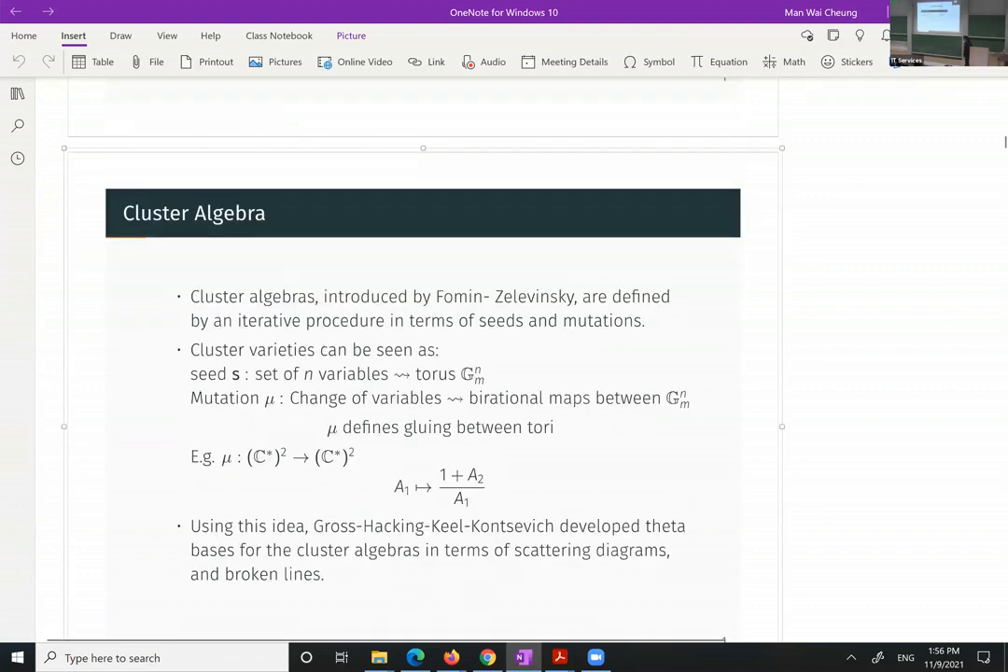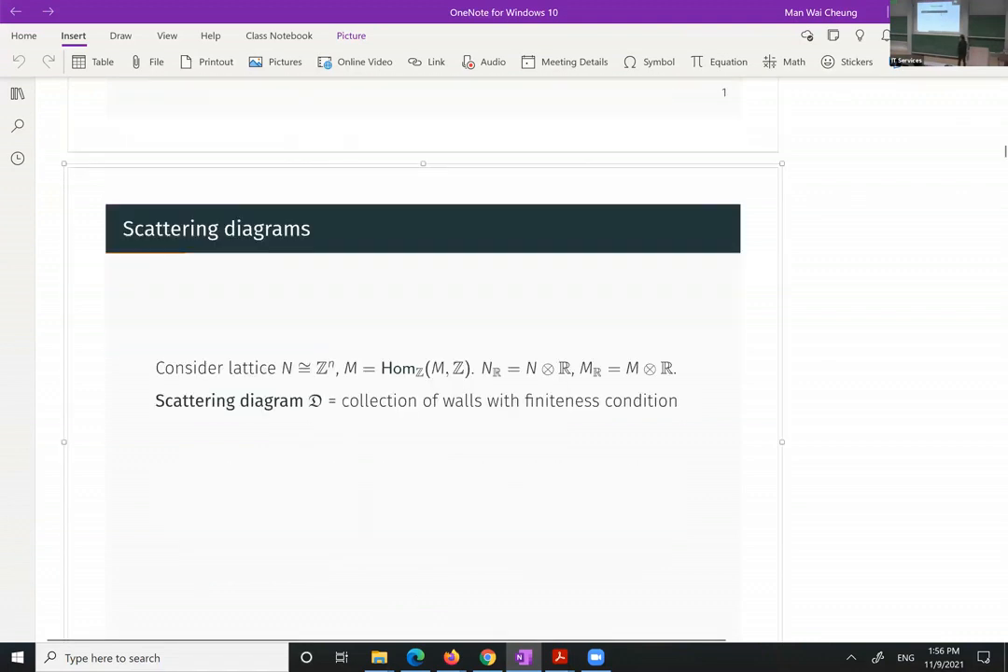As Mark said, this is the Gross-Hacking-Keel-Kontsevich paper that develops the theta basis for cluster algebras using scattering diagrams and all these things. So we repeat, in case we forget things after 10 minutes. We start with a rank n lattice for the scattering diagram. We are going to narrow down to rank 2 very quickly at some point. And then the dual lattice. A scattering diagram is a collection of walls with some finiteness condition. When we have it only up to finite order, we only have finitely many walls.